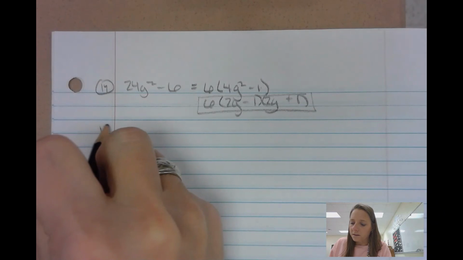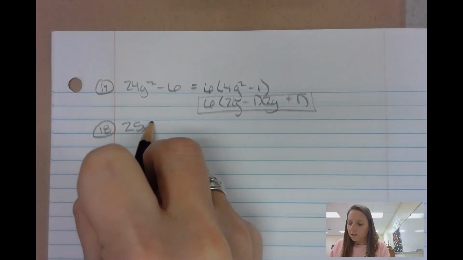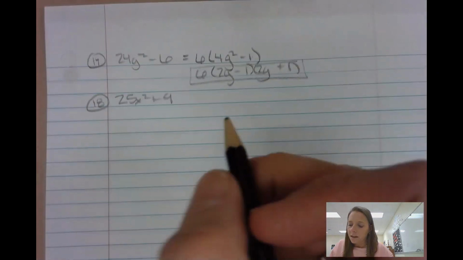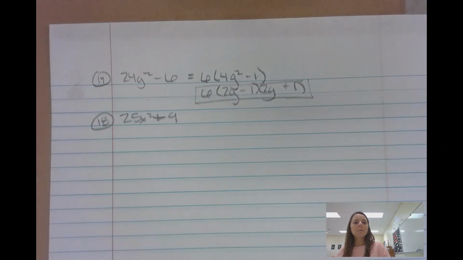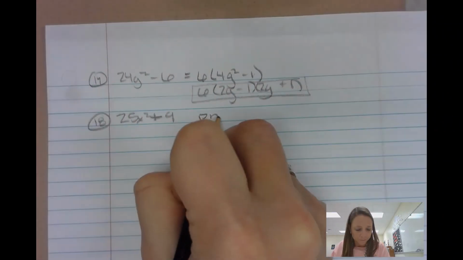Okay, and 18. Okay, 25x squared plus 9. You do this one for a second. All right, did you say it was 5x plus 3 and 5x minus 3? If you did, you're incorrect. Why are you incorrect? This plus right here. Remember, anytime it's a plus, it's prime. So this one is not factorable.